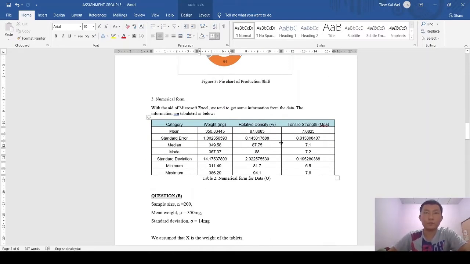Next, for numerical form, we can get some information from the data by using Microsoft Excel, such as mean, median, mode, standard deviation, and so on. We are informed by the Food and Drug Administration FDA that the weight of the standard tablet produced should be normally distributed with mean of 350 mg and standard deviation of 40 mg. From this table, we can see that the mean and standard deviation of the weight is actually quite close to the requirement. That's all from me. Let's continue with the next one.